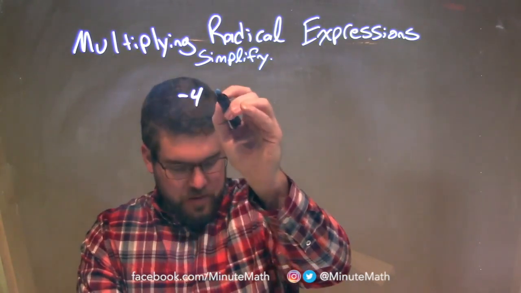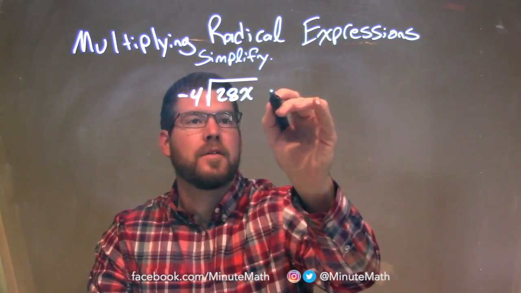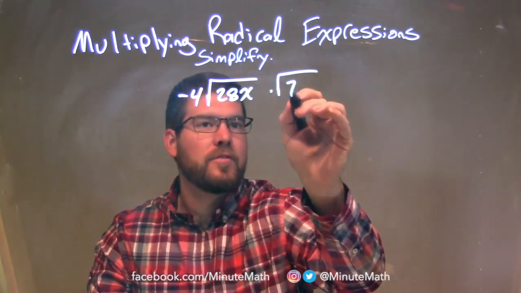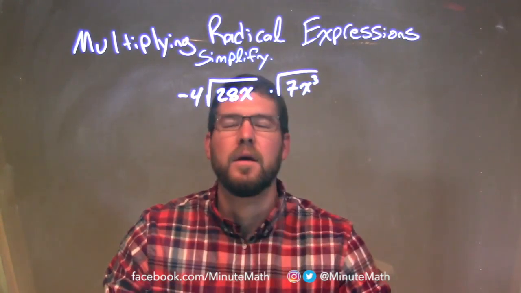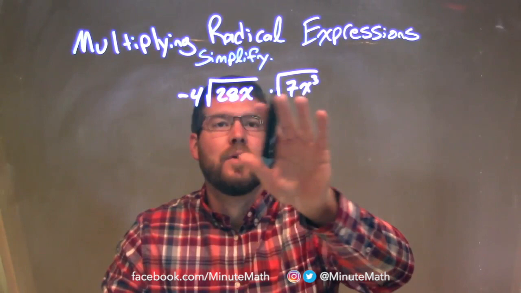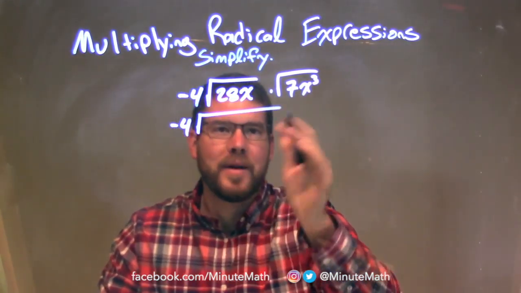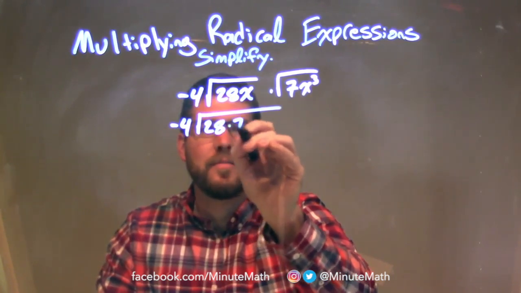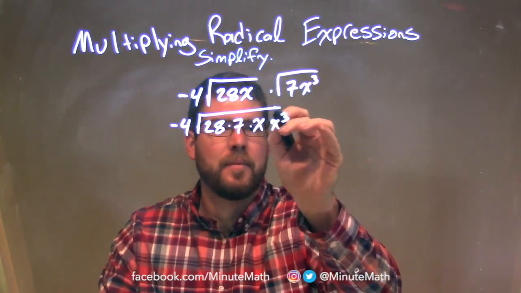Negative 4 times the square root of 28x times the square root of 7x to the third. Okay. So what I want to do is put this all under one big square root right there. Those two parts I can combine together. So we have negative 4 times the square root. I'm going to put my numbers together: 28 times 7, and then that x comes down here, and that x to the third right there.